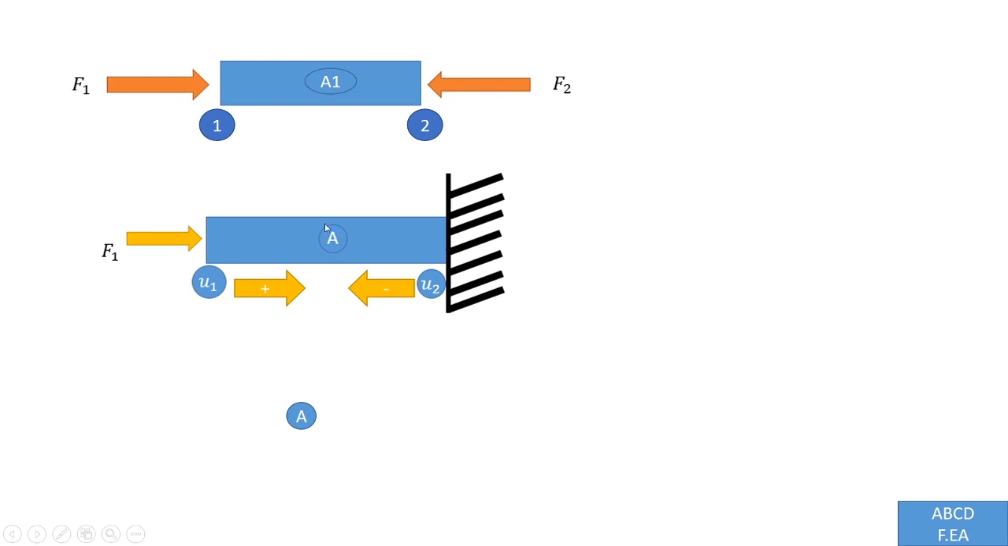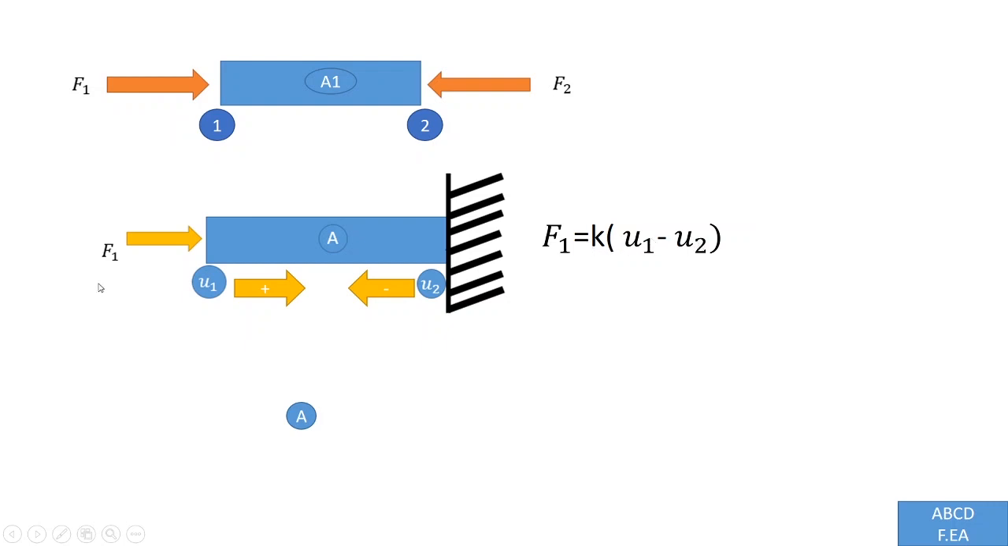Now suppose this node 2 is fixed and force F1 is acting in this direction. So U1 and F1 are both in the same direction. Again I'm repeating, F1 and U1 are in the same direction, so that's why it is positive. And U2 is fixed, so it is going to give a reaction force as it is fixed, that's why we have given it negative. So our system will be like this: F1 = K(U1 - U2). It's simple because U1 is in this direction and U2 is opposite.